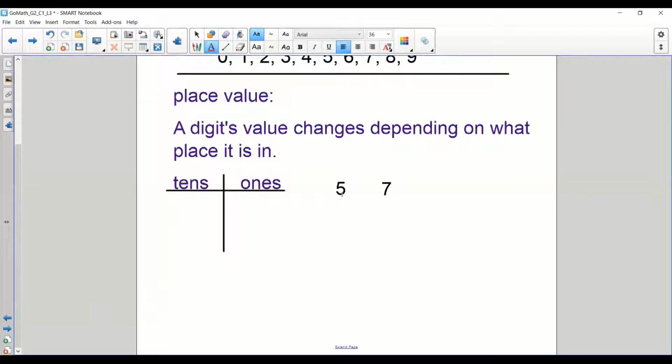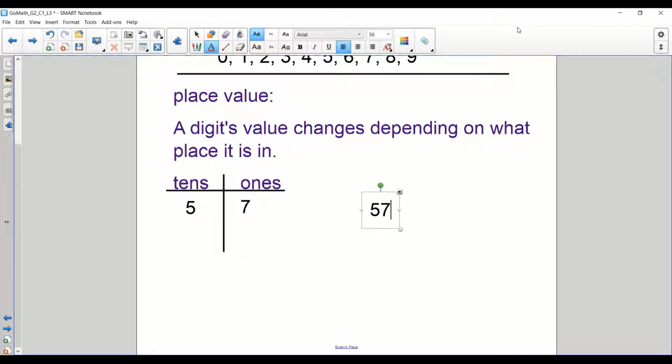Now, if we have the digits 5 and 7, what if we took the 5 and put it in the tens, and we took the 7 and put it in the ones? Do you know what number that would be? Of course you do. That number would be 57. And 5 tens would be worth 50. That's the value of the 5. And the value of 7 ones would be 7. So 50 plus 7 equals 57. So let's get into our lesson.